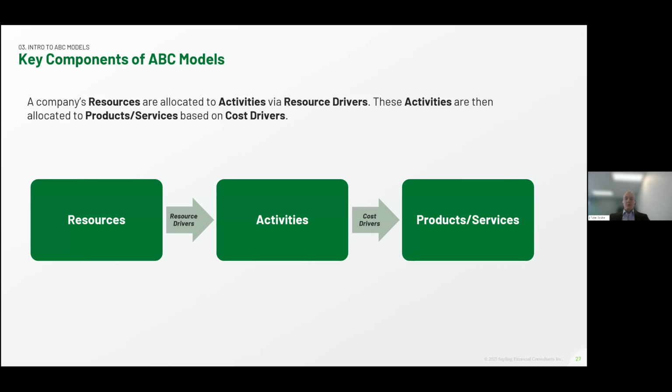So with these resources, resource drivers, activities, and cost drivers, we have the framework for an ABC model. As shown in this graphic, it starts with resources. These are then identified and allocated using resource drivers to activities. And once these activities have been fully allocated, then using cost drivers, they're allocated to the products and services of the company.